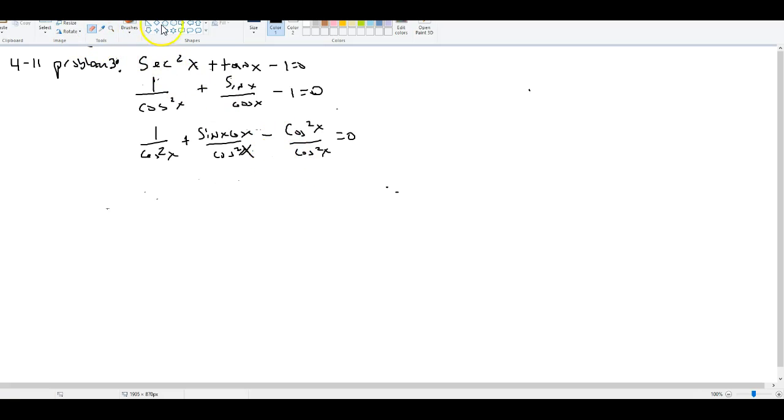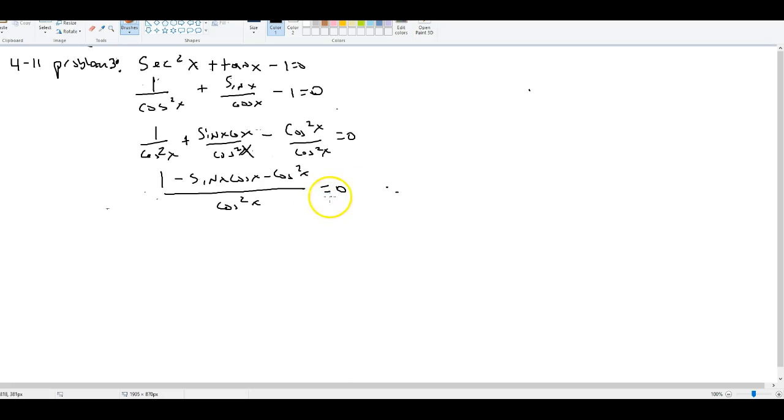So now I'm looking at this and I'm trying to figure out how to get this problem done. Adding fractions, right? That's what I should do. So I'm going to go ahead and add the fractions. I got 1 plus sine x cosine x minus cosine squared x over cosine squared x equals 0.